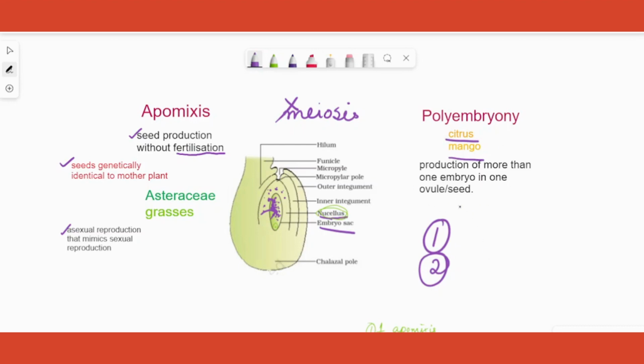You will find a lot of embryos inside one ovule or one seed. You know that the ovule itself is going to become the seed and the ovary becomes a fruit. That much you know. So inside this one seed or one ovule, there will be so many embryos. This is called polyembryony. I hope it is clear.